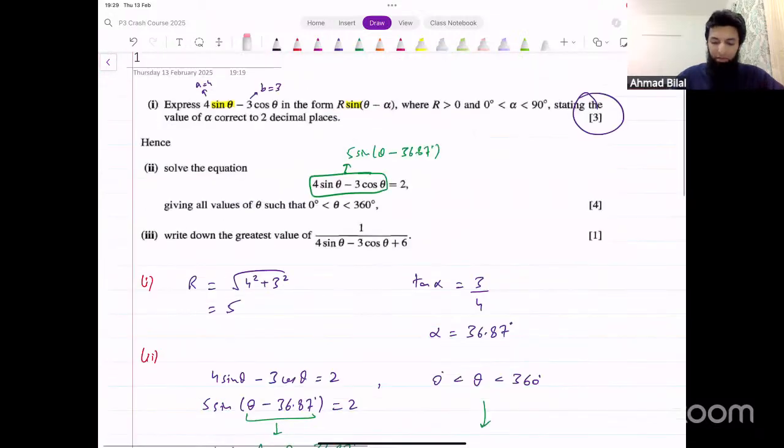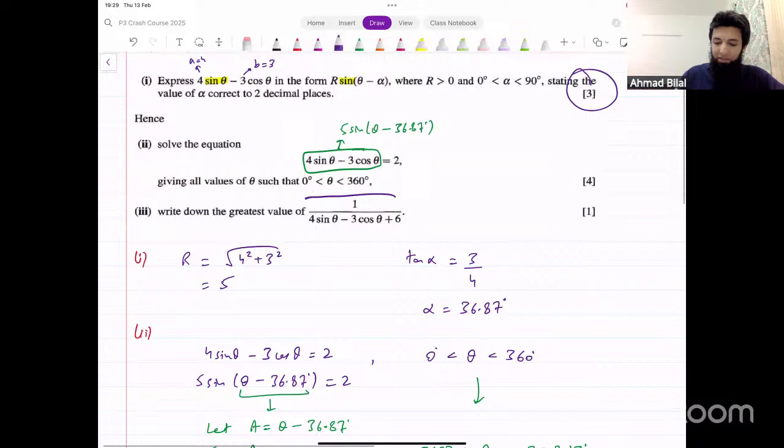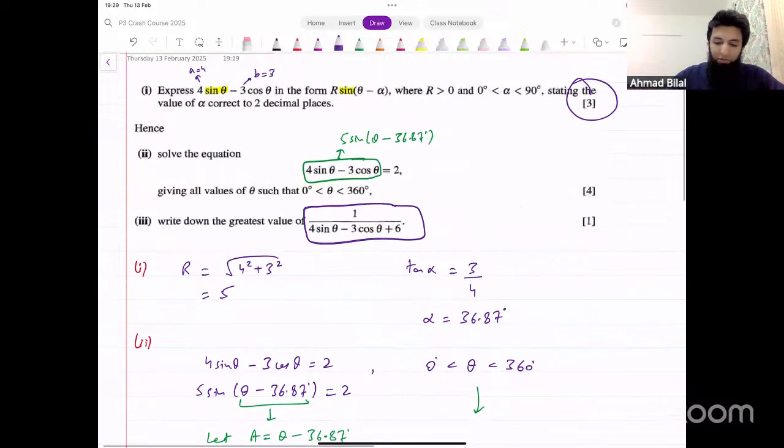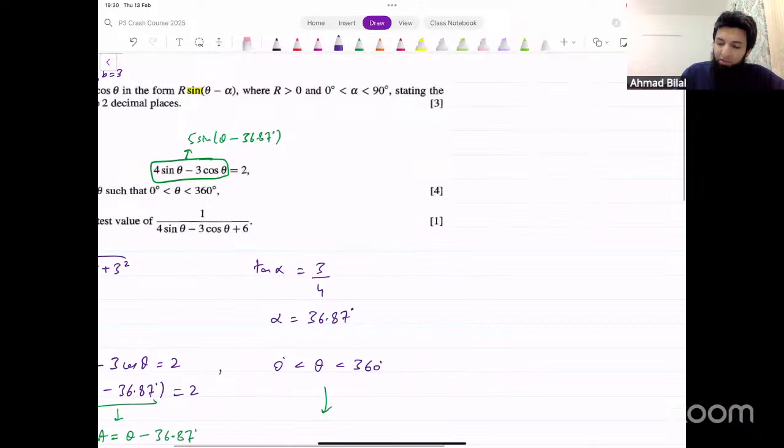All right. Now let's look at part 3. It says write down the greatest possible value of this expression. Okay, now how do we think about this? 1 over 4 sine theta minus 3 cos theta plus 6. Remember paper 1 functions, trigonometric functions. How do we find range of trigonometric functions generally? We think of the sine and cos functions.